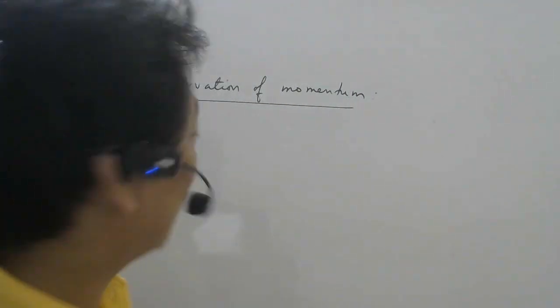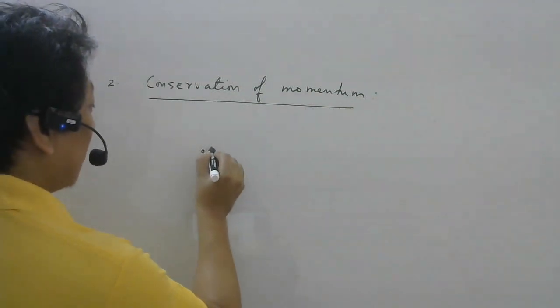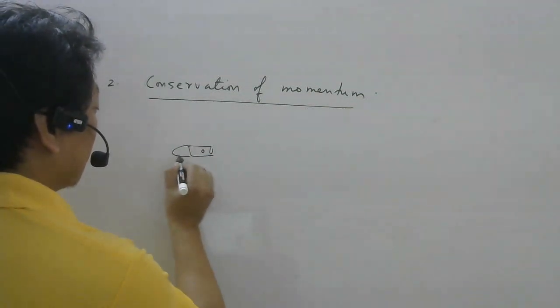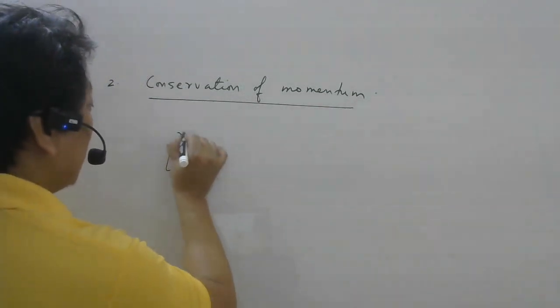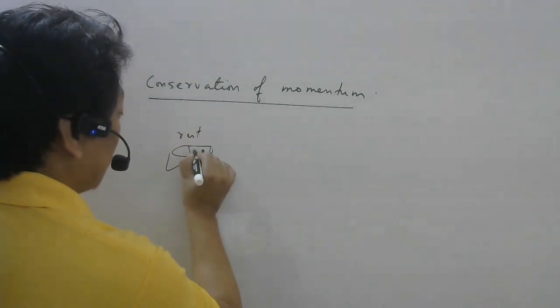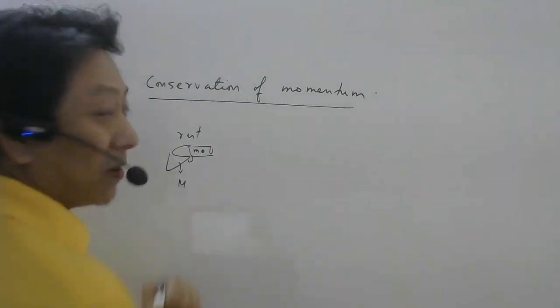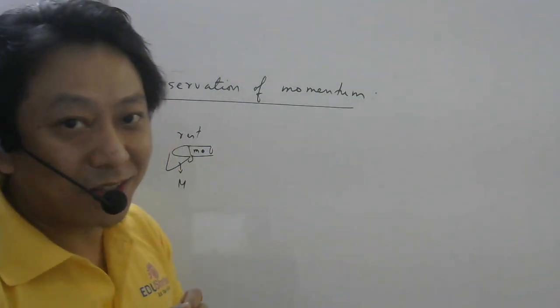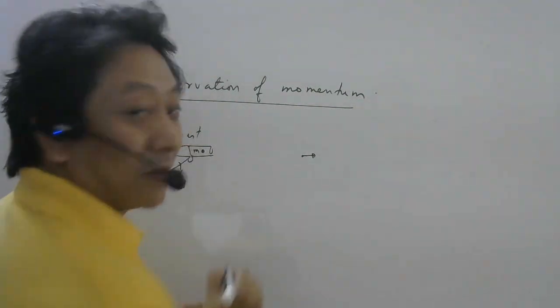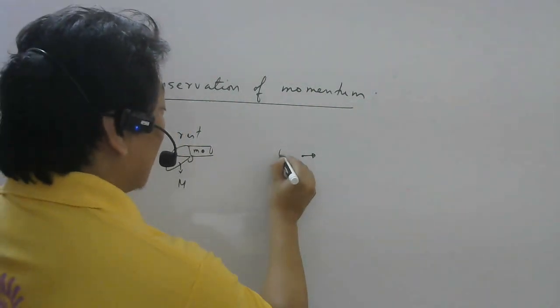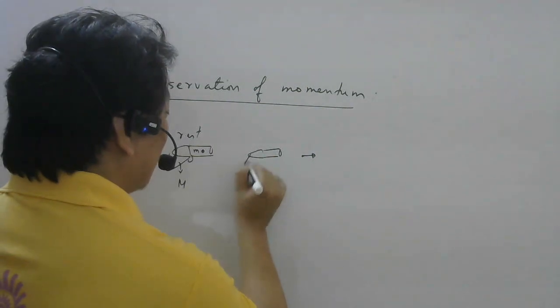Okay. The second thing you should know is something called conservation of momentum. Let us understand this through an example. So imagine you have a bullet and gun system. Right now it is at rest. The bullet's mass is small m, the gun's mass is capital M. Now when you fire, the bullet goes forward. What happens to the gun? Well, the gun recoils backward, isn't it?